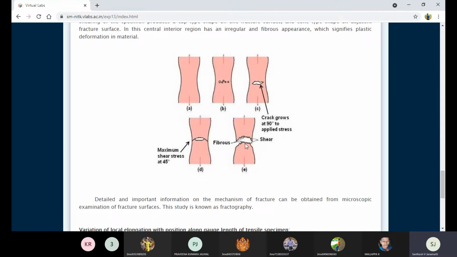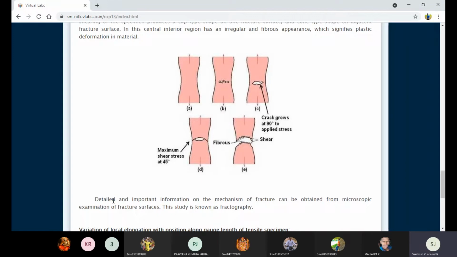The examiner may show you a fracture surface and ask you to determine what kind of fracture has taken place in that particular sample, and what kind of material it is. He may take samples and show you the fracture surface and ask you like this. So once you look at the fracture surface, you need to understand and answer what kind of fracture has taken place.